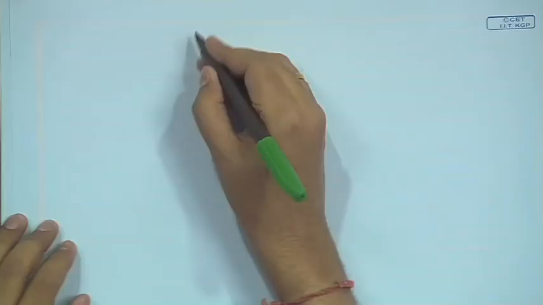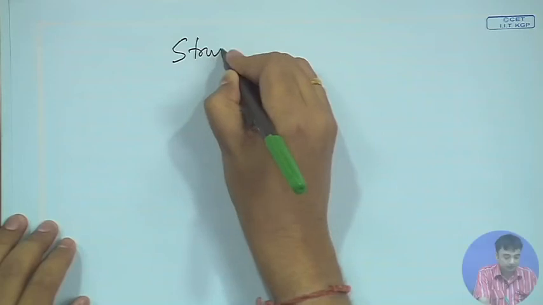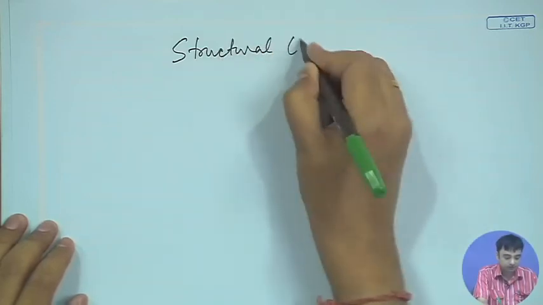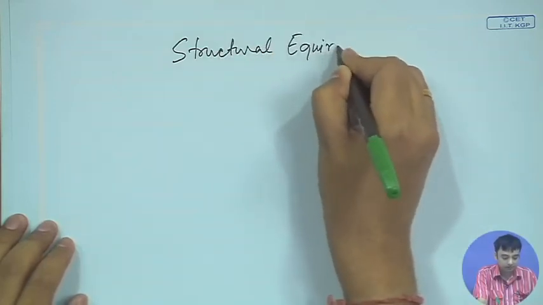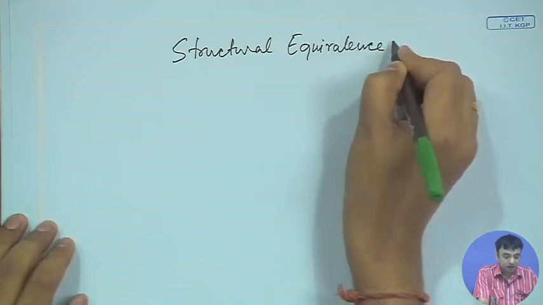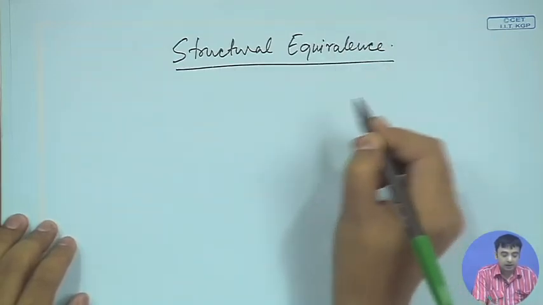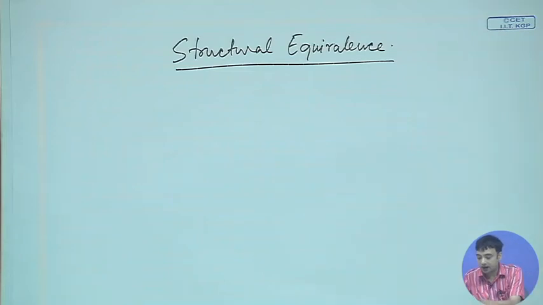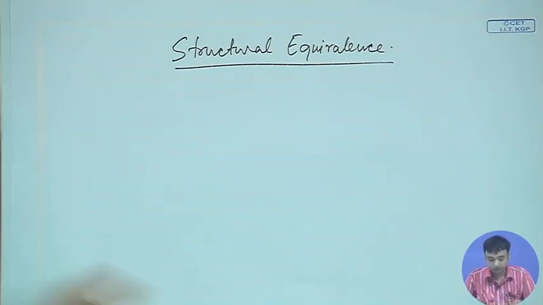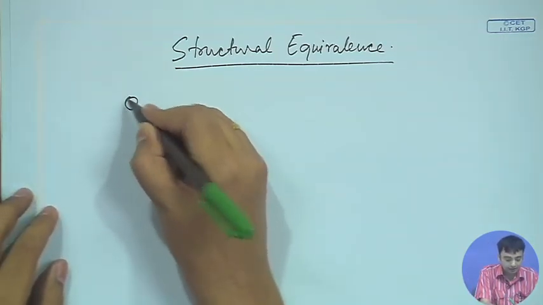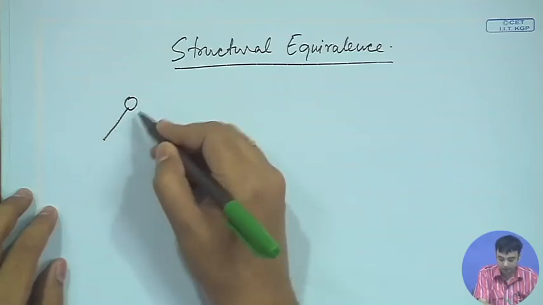So, one of the first examples that we will deal with is the idea of structural equivalence. And we will take up the example of a very interesting graph called the Wassermann-Faust graph to illustrate this particular phenomenon. So, let us first draw the Wassermann-Faust graph.